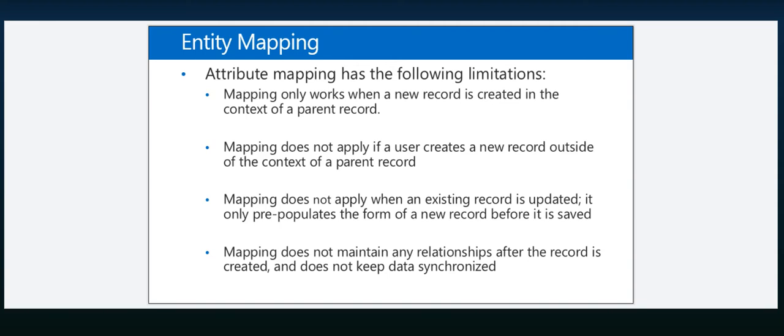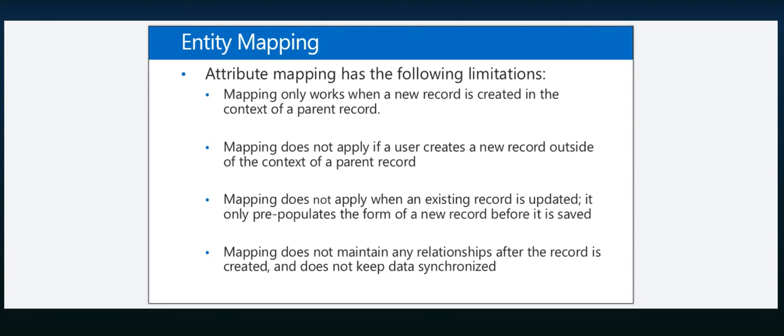So with entity mapping, there's a couple of limitations. One is that it only works when a new record is created in the context of the parent record. So keep that in mind, especially when you train your users. If you create a contact and you associate it with an account, if you do it in that order, it's not going to pre-populate anything. If you go to an account and create the contact, it's going to pre-populate all this great stuff for you in advance, and you don't have to fill it out. So your users can really save a lot of time if they just create the records in the correct context.